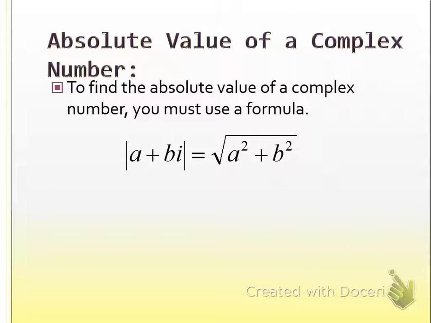The absolute value of a complex number. To find the absolute value of a complex number, you must use the formula. The absolute value of a plus bi is equal to the square root of a squared plus b squared. Notice that the i is not involved underneath the radical of that formula.